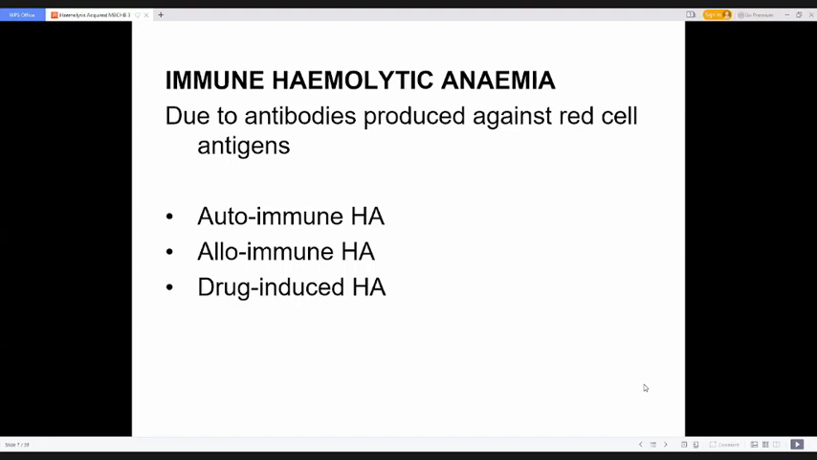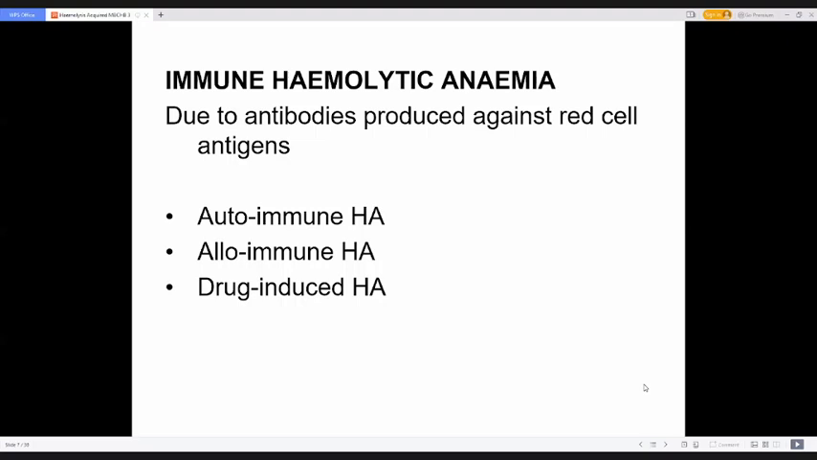So in that, we say that this is an alloimmune antibody that has been provoked by ingestion or use of methyl dopa that evokes antibodies that cross-react with red cell antigens, and this can cause hemolysis. So, and there are many causes of alloimmune hemolysis.